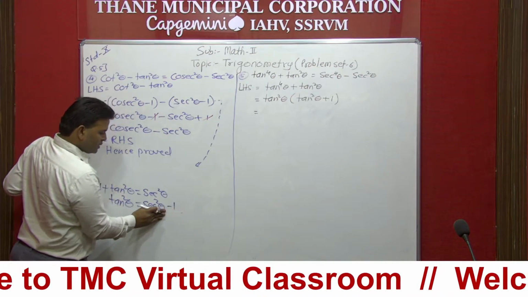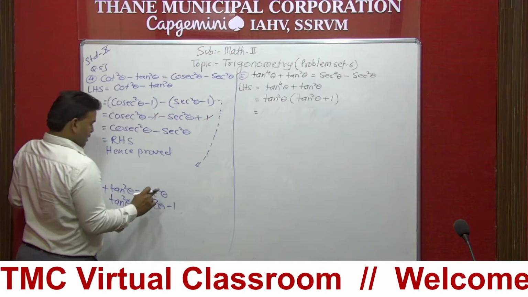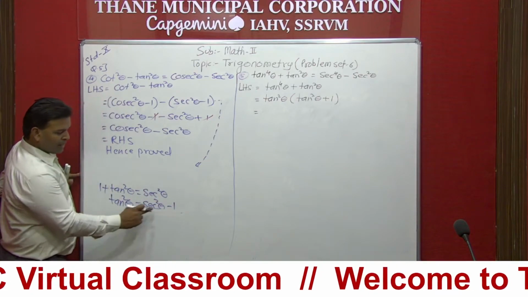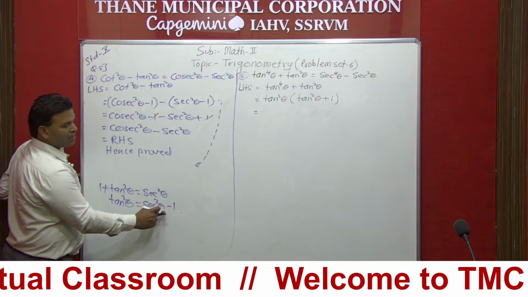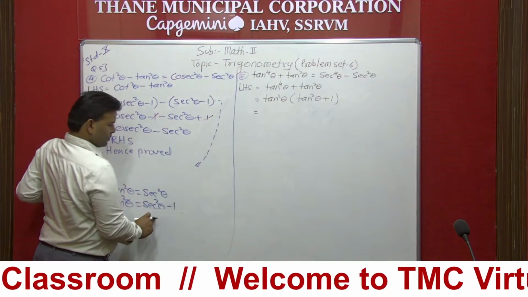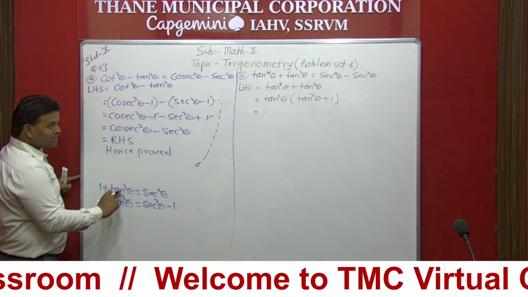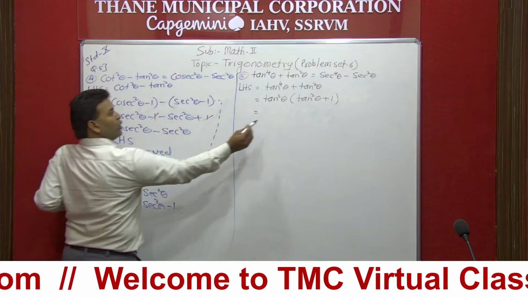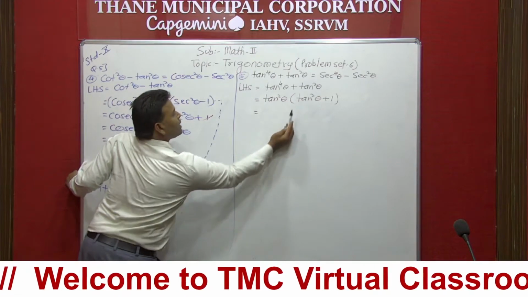Okay, pay attention. See, in place of tan square theta, I can write sec square theta minus 1. Here I will write this one, and 1 plus tan square theta. Now see the bracket, 1 plus tan square theta.